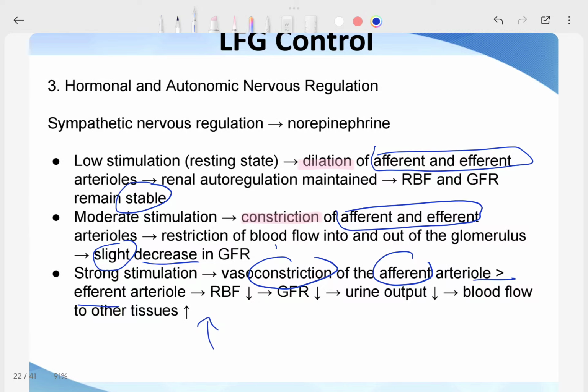Why does strong sympathetic activation reduce the GFR? It happens because the body prioritizes blood to the heart and brain during danger, so the kidney can wait. We have also learned that the brain especially doesn't have any kind of emergency blood supply of its own, so that's why blood going to the brain is prioritized compared to the others. And if you don't know, norepinephrine is a type of neurotransmitter.